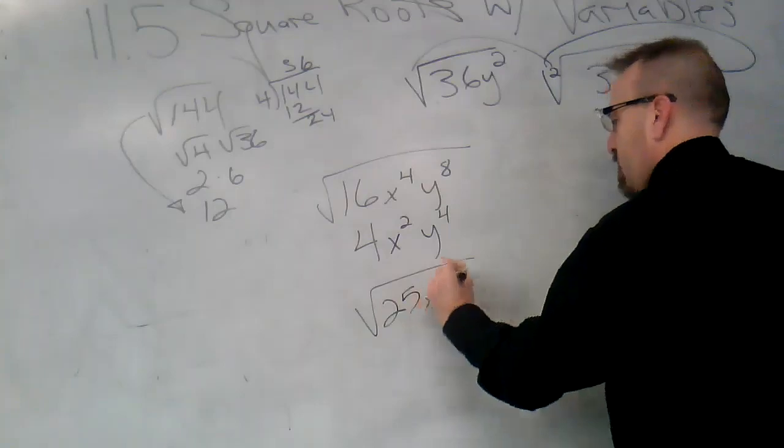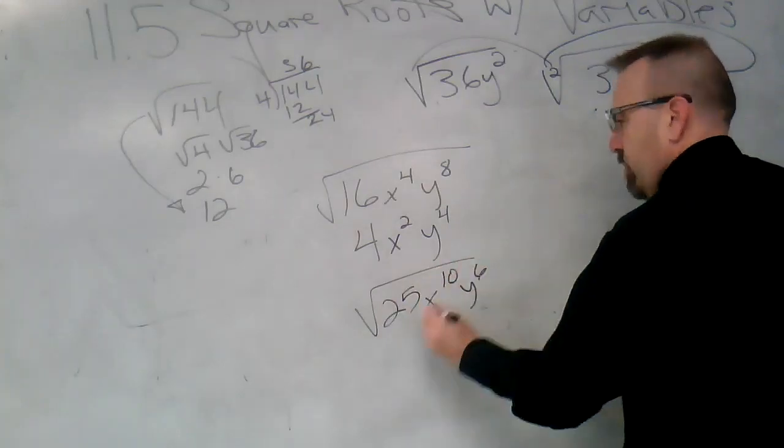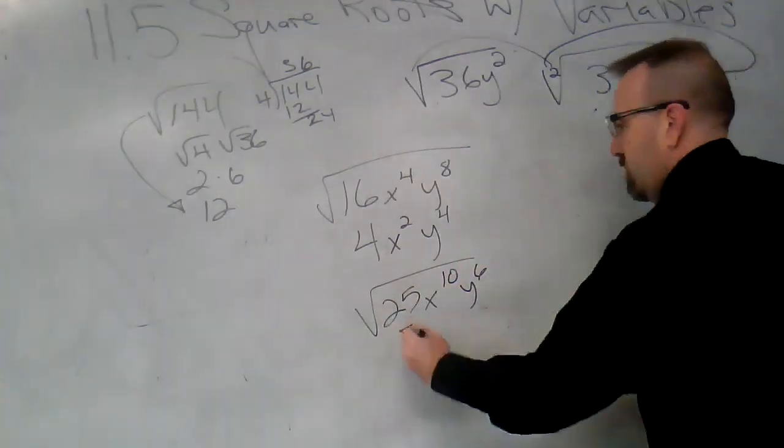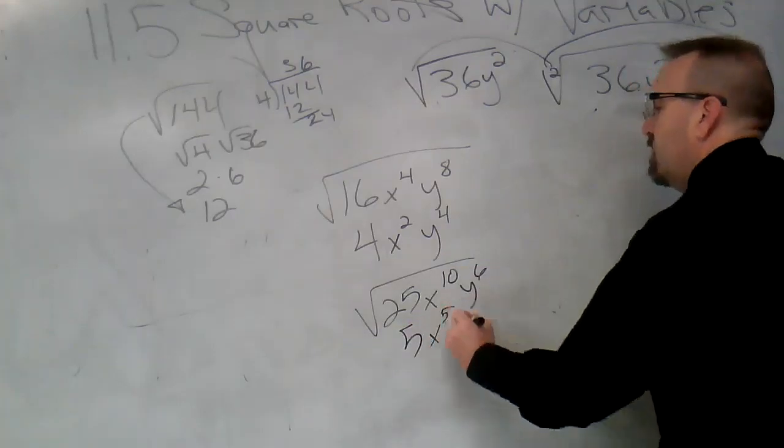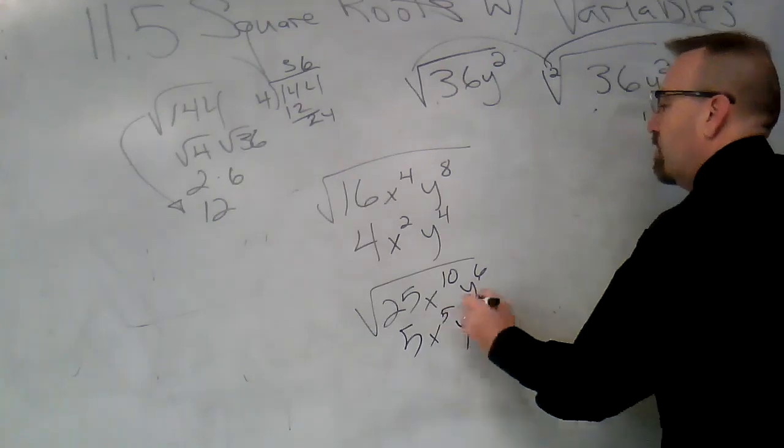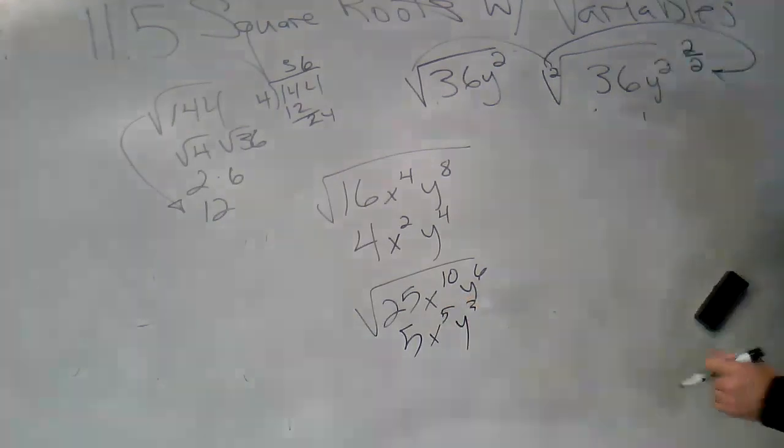25x to the 10th, y to the 6th. Square root of 25 is 5. 10 divided by 2 is 5. 6 divided by 2 is 3. So we cut our power in half.